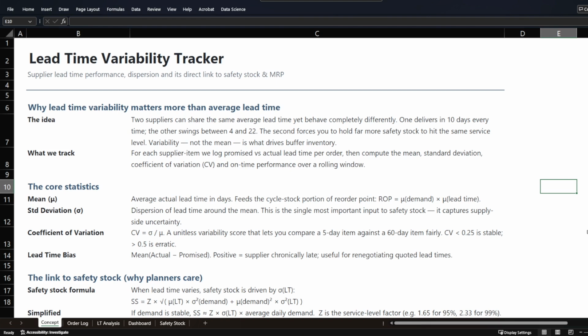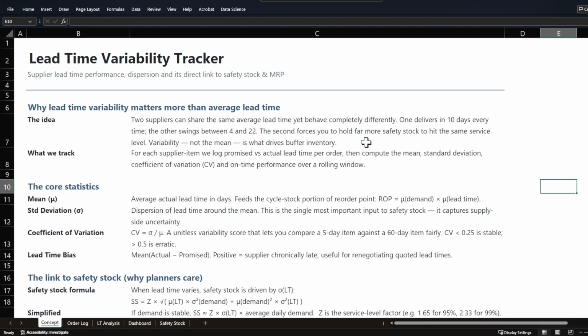So what's the idea of this lead time variability? Here we are saying that two suppliers can share the same average lead time yet behave completely differently, because one delivers in 10 days every time and the other swings between 4 and 22. Sometimes it is delivering in 4 days, sometimes in 22 days, but the average he is maintaining is around 10. So the second one forces you to hold far more safety stock to hit the same service level.